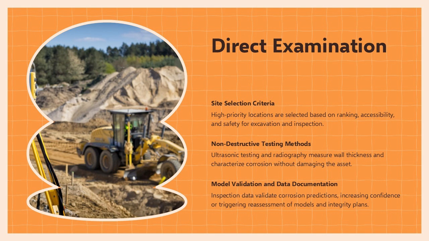Data collected during direct examination is documented in detail to support technical evaluation. The primary purpose of this step is not only to find corrosion but also to validate the predictive model. If corrosion is found where predicted, confidence in the ICDA process increases. If discrepancies are identified, assumptions and models must be re-evaluated. Direct examination results form the factual basis for integrity decisions, including repairs, mitigation, and future assessment intervals.